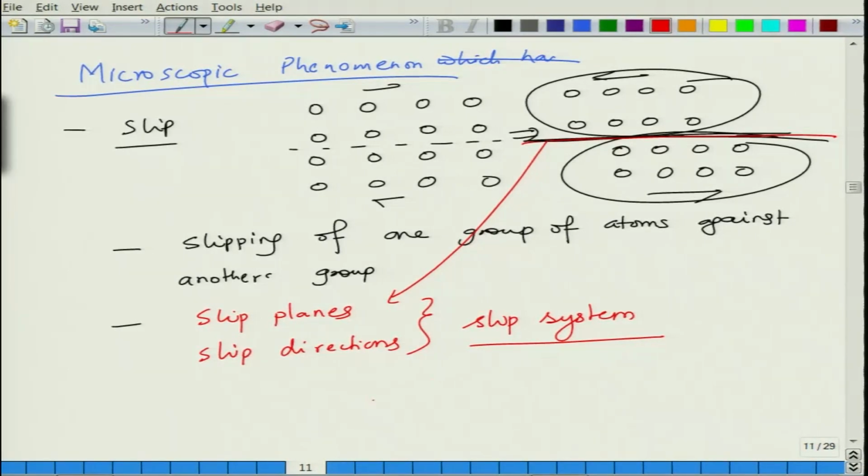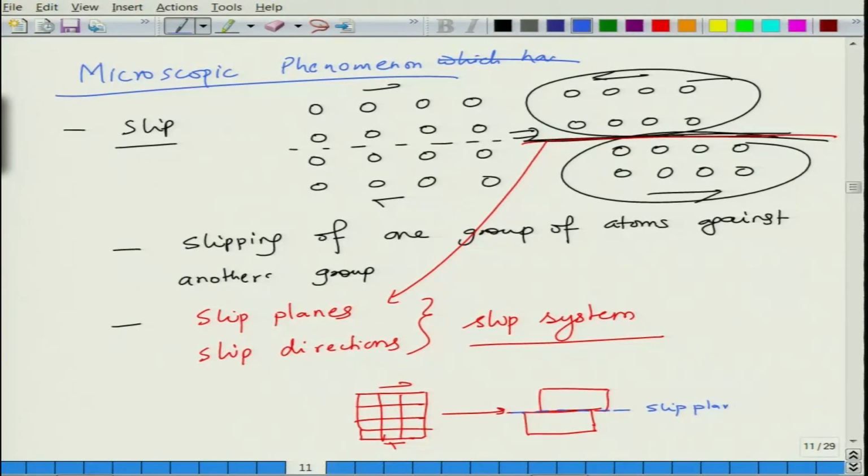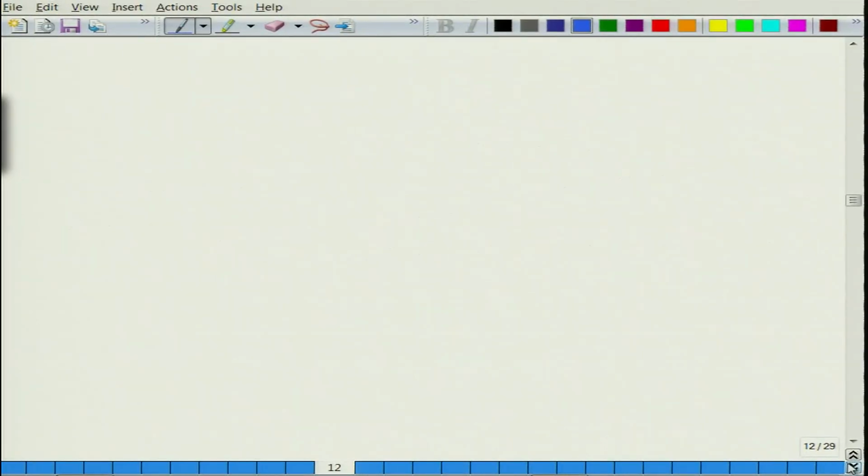Essentially if you have a crystal like this, and when you apply shear stress, the top half of the crystal moves against the bottom of the crystal along a certain plane, which is the slip plane. So this side has moved in this direction with respect to the top. There is a relative movement of different parts of the crystal. So this is slip. We will see the microscopic details a little later.